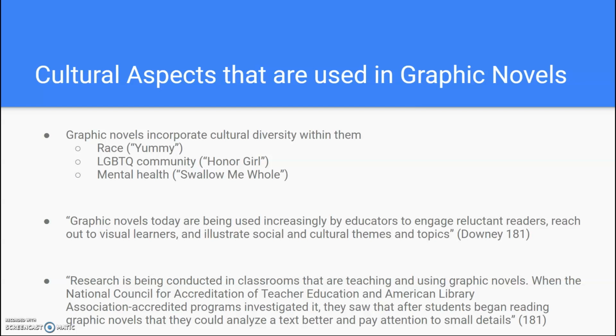The second one is the LGBTQ community, and that was Honor Girl, in the bottom middle corner. She is a lesbian, basically, and everyone in that book is straight. She comes out and everyone looks at her differently, but she becomes who she really is and really opens up if you read that novel. And the last one is about mental health, and that is Swallow Me Whole, at the bottom left corner.